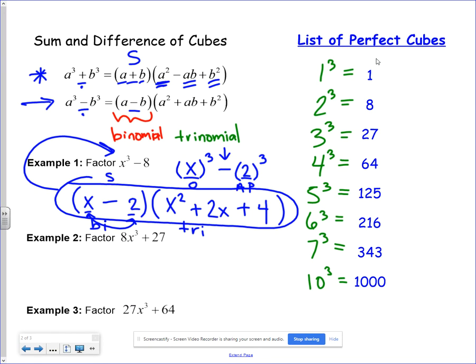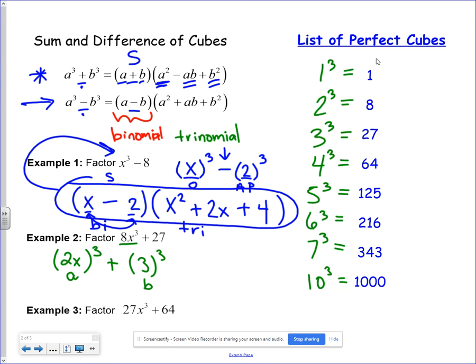Right, so let's try example 2 here. So our first step is, we're always going to look for a GCF. Is there something that goes in both of these terms? No. So now, I want to know, are these two terms perfect squares or perfect cubes? They're perfect cubes. 8x cubed, I can rewrite that as 2x to the third power. So the 2x is my a value. 27 is 3 to the third power. So 3 is my b value.